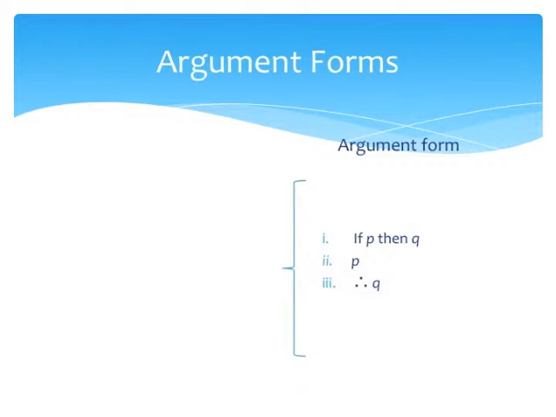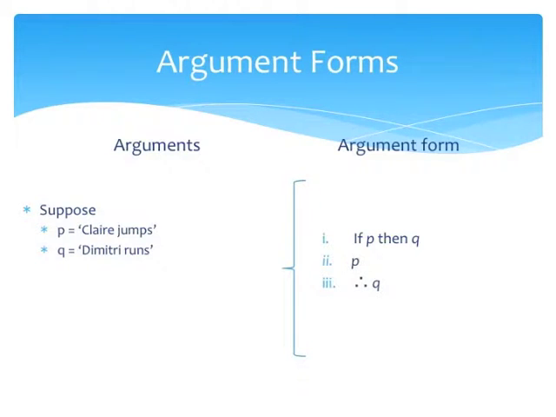On the right side of the slide, we have an argument form. Now remember that P and Q can be any statements whatsoever. And so this argument form has two premises and one conclusion. And so it goes like this: If P then Q, P, therefore Q.